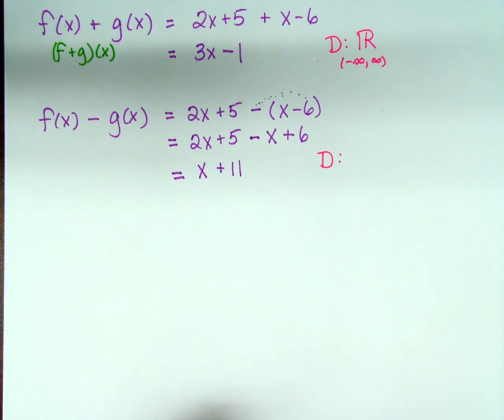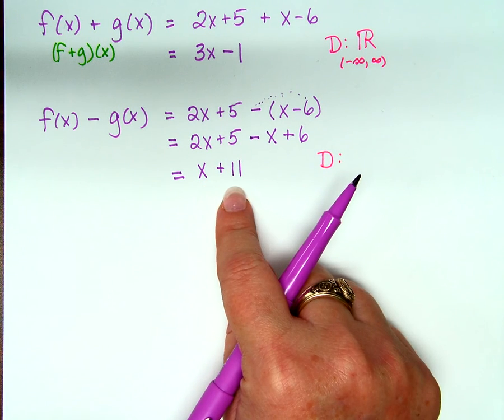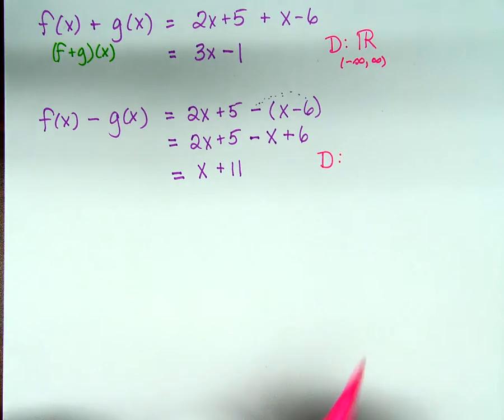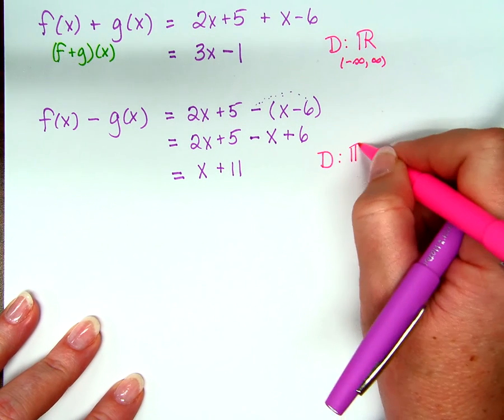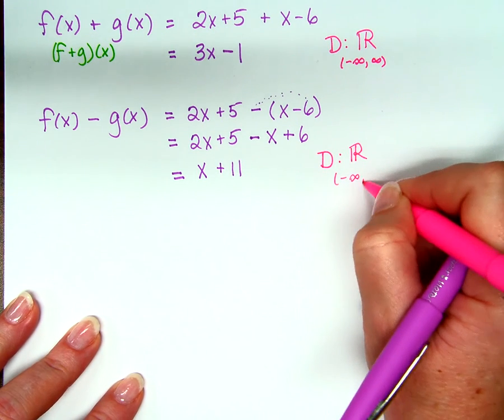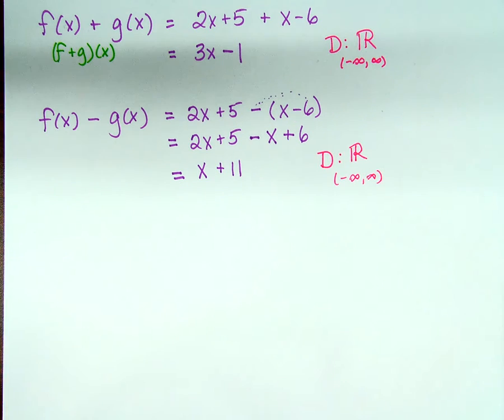I need my domain. I'm sorry for not saying this. This is the answer. Now I need my domain. What shape is this? It's a line, it's not a vertical line, so my domain is all real. All real numbers. x is allowed to be anything.